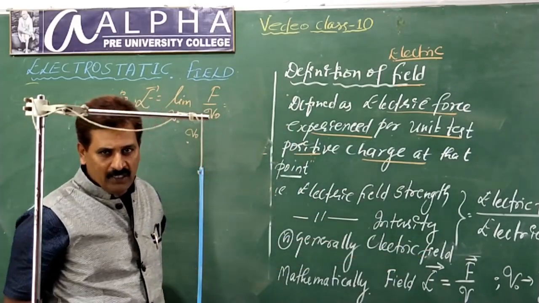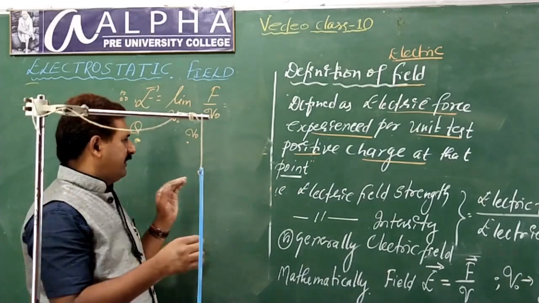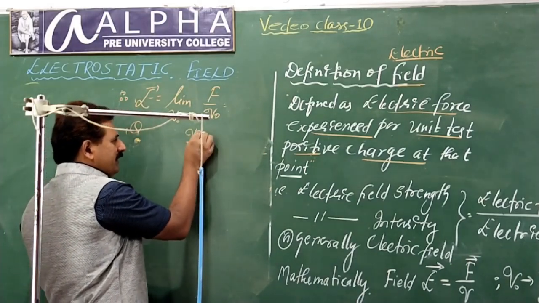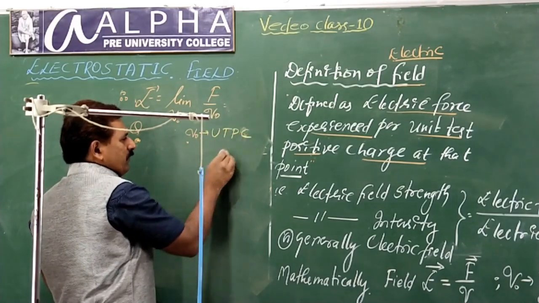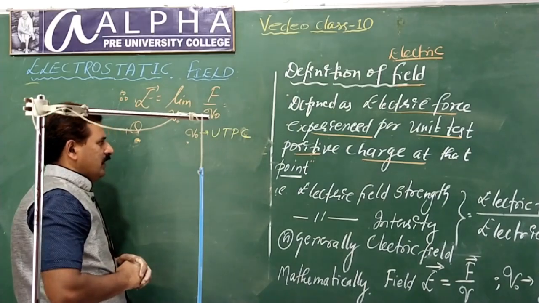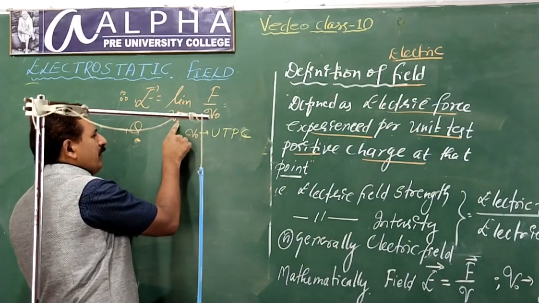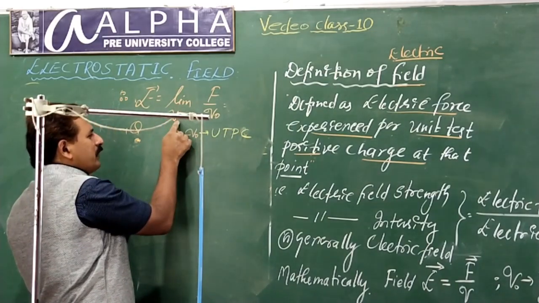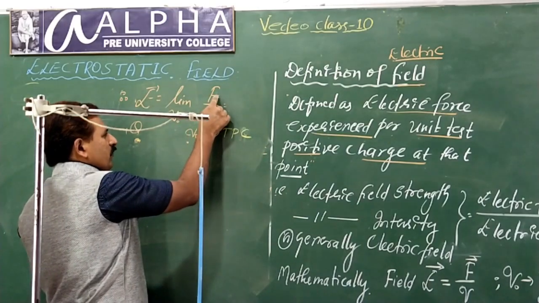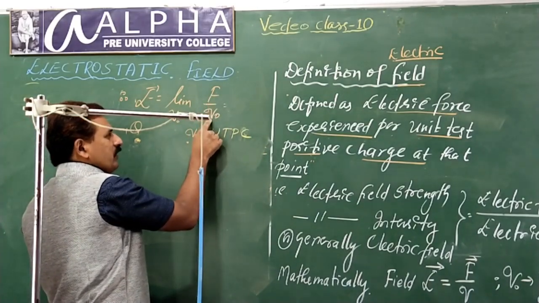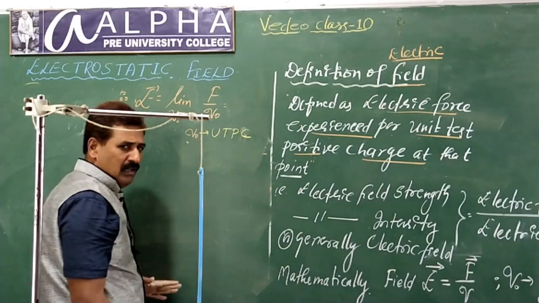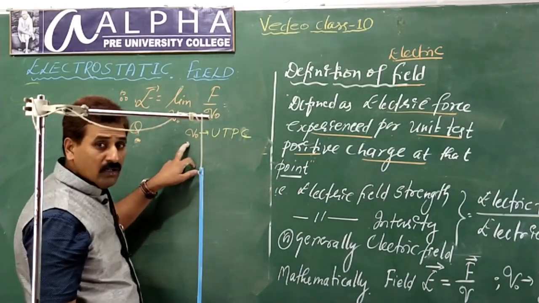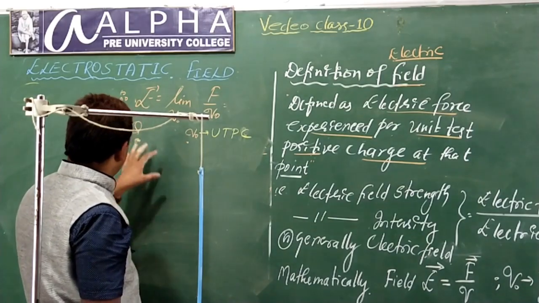Why positive? There are two kinds of charges. We stick to positive. That's it. That's why this is a unit test positive charge. What is the meaning of that? It is so small. Mathematically, how do you write so small? Limit Q naught tends to 0. F by Q naught, force per unit charge. Why do you write this? To tell you Q naught is so small. The presence of that Q naught will not alter the effect of Q.